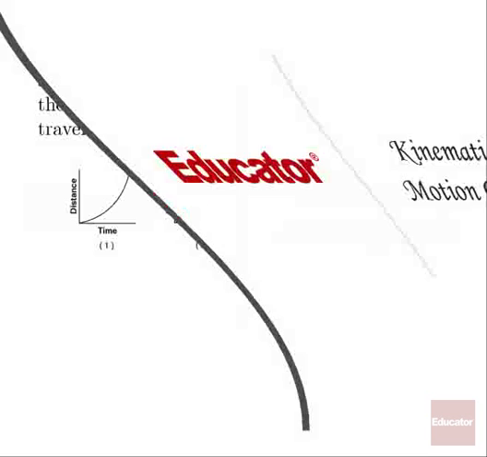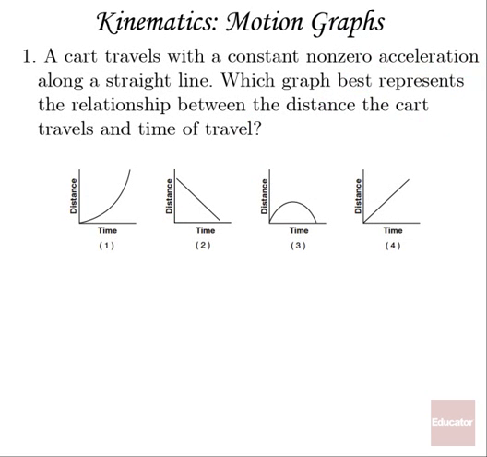Let's dive right in. Number one, a cart travels with a constant non-zero acceleration. So we have some amount of acceleration, a changing speed, a changing velocity, along a straight line. Which graph best represents the relationship between the distance the cart travels and the time of travel? So we're being given distance-time graphs, and we want the one that shows a constant non-zero acceleration.